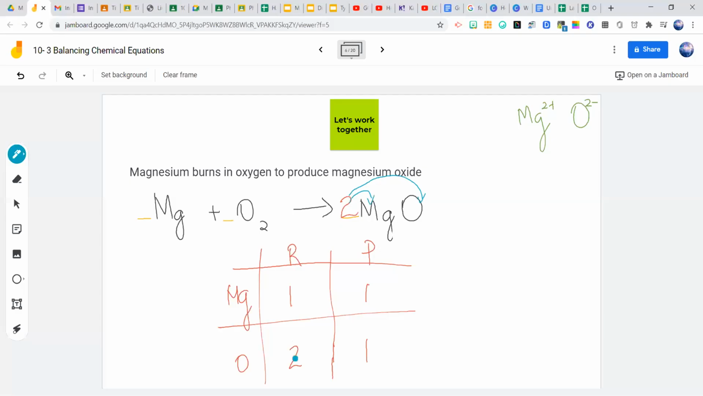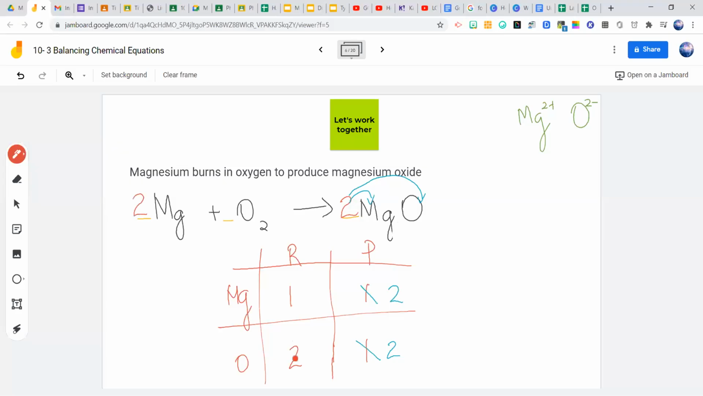Exactly. Putting a coefficient actually affects all the atoms in a formula. So right now I have 2 over here, and oxygen is okay now. But magnesium, because I put 2 in front, is now 2 on my product side. It was 1 on my reactant side. So what do I need to do now to balance magnesium? Because I just threw magnesium out of whack. Put a 2 in front of magnesium.